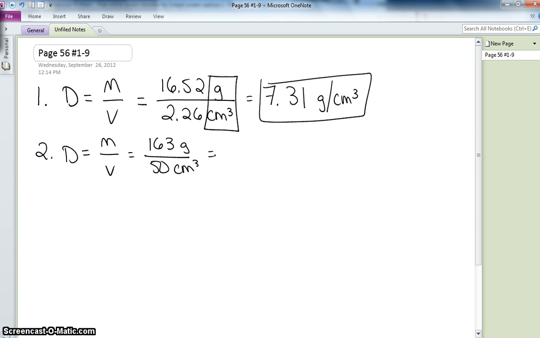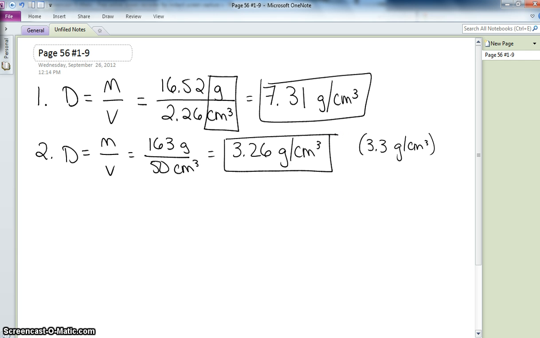So pause the video and try 163 divided by 50 in your calculator. You should get 3.26 grams per cubic centimeter. Now, what if you had rounded it to 3.3? That would have been okay too. We're not too picky about how many decimal places in this class.